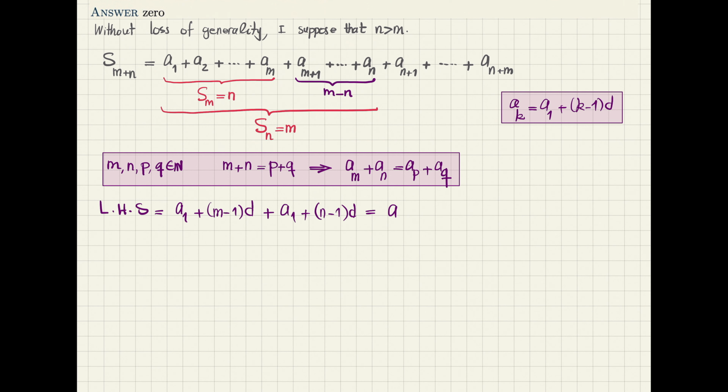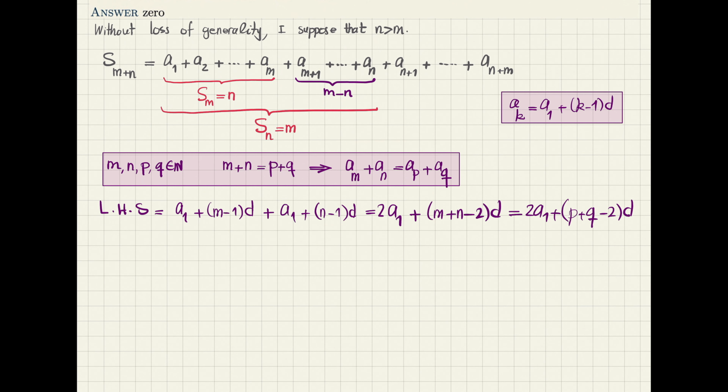Now what happens, I can write it as a1, so it becomes 2a1, and then here between these two terms I factor d out, so it becomes m plus n minus 2 d. Yes, do you agree? If I pull this d out, m minus 1 is left from here, n minus 1 is left from here. When I add them, it becomes m plus n, and then minus 1 minus 1 becomes minus 2. But now, according to this condition, we know that m plus n is exactly equal to p plus q. So if I continue, this becomes 2a1 plus p plus q minus 2d.